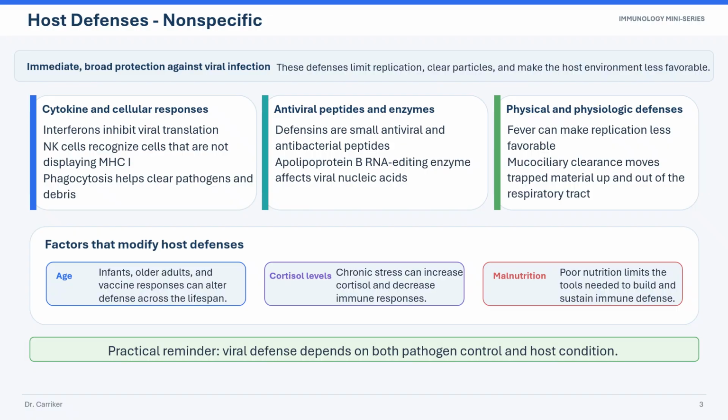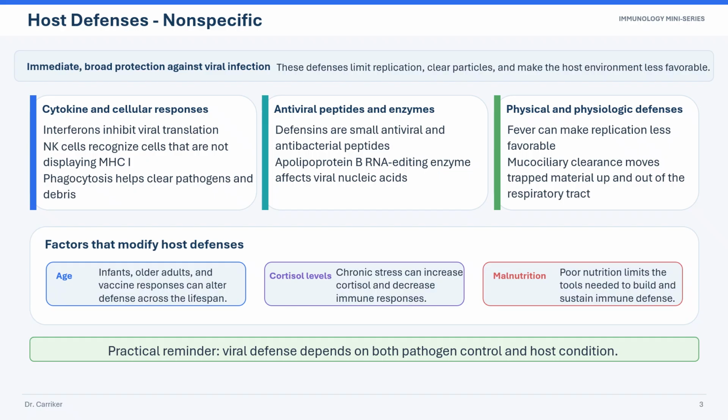The body also uses antiviral peptides and enzymes. Defensins are small peptides that have antiviral and antibacterial properties. Another example listed here is the apolipoprotein B RNA editing enzyme, which can affect viral nucleic acids. The details of that mechanism are more advanced than we need to emphasize here, but the key point is that the body has built-in molecular defenses that can interfere with viral survival and replication.